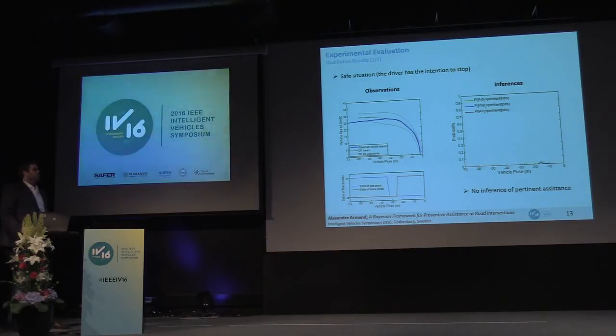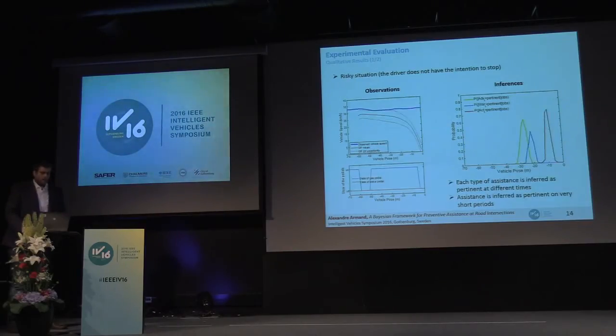So in green, we have the probability that it would be pertinent to trigger an advice to the driver. In blue, the probability that it would be pertinent to trigger a warning to the driver, and in red, the probability that it would be pertinent to trigger automatic actuation. And we see that these 3 probabilities are very low all over the run, so there is no inference of pertinent assistance.